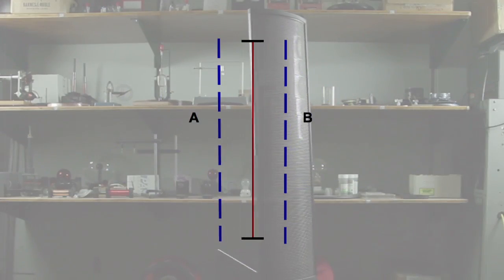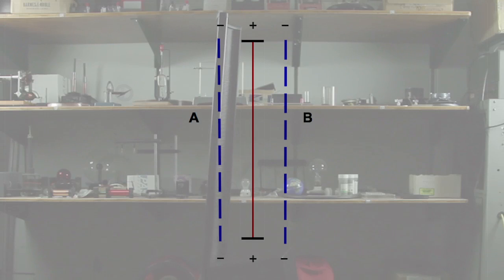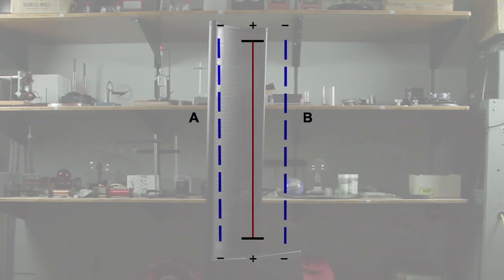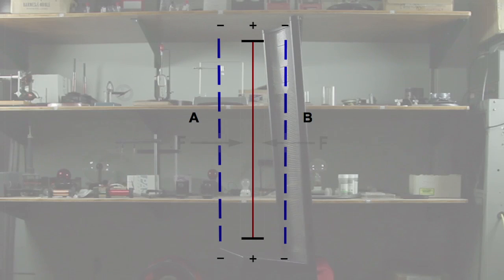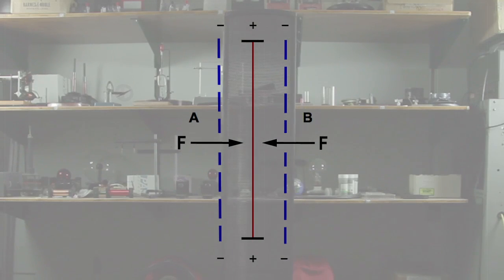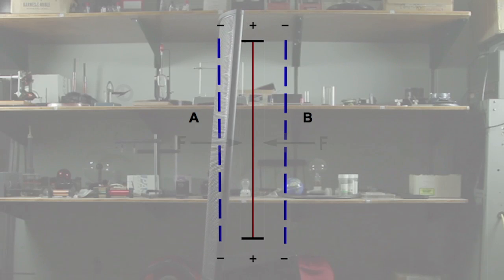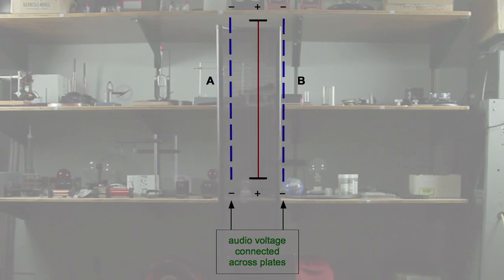The diaphragm and plates are oppositely charged with a constant voltage. The total charge is zero. Each plate attracts the diaphragm with an equal but oppositely directed force. The total force on the diaphragm is then zero, so it is unflexed. But this changes when an audio signal is connected across the plates.